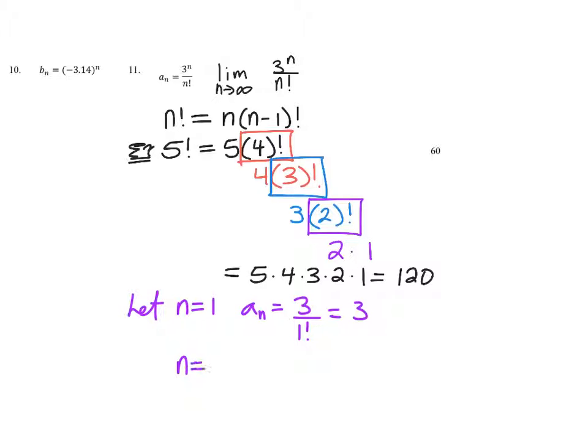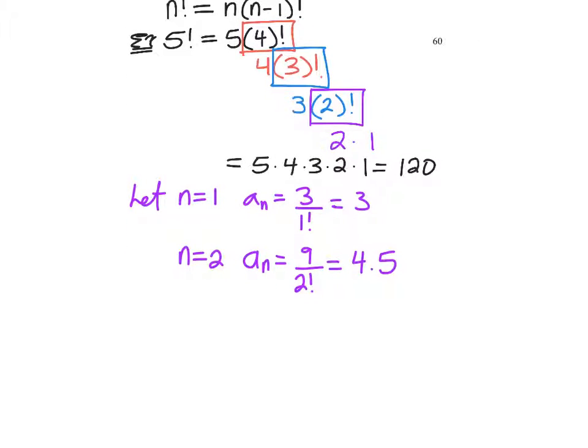If n is equal to 2, a sub n would be 3 squared, so 9, over 2 factorial, which is going to give me 4.5, because 2 factorial is equal to 2 times 1. So 9 over 2 is going to give me 4.5. And all we're looking to do is see where this is going. Is it settling on a particular number, or is it going to increase without bound?